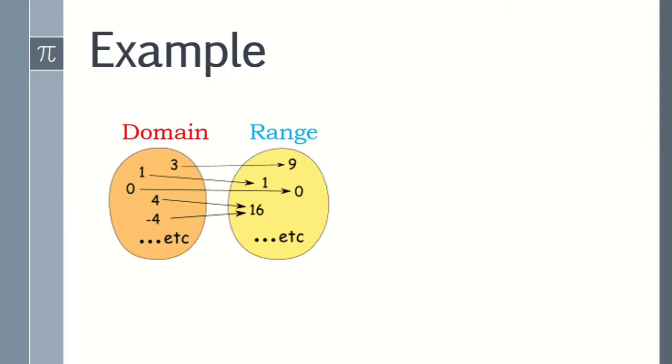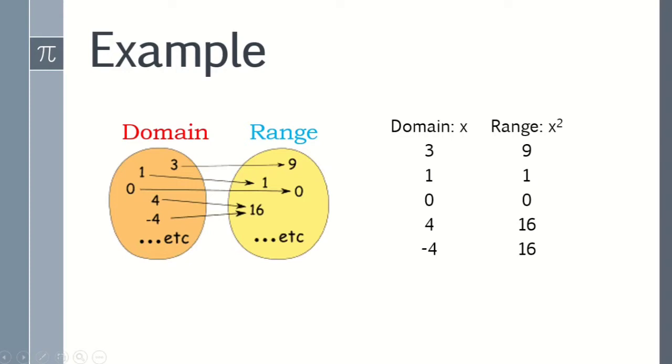Let's proceed. It could also be written as a table para makita natin yung relationship ni x kay y or ng domain kay range or ng input kay output. Dito ang ginawa natin para makuha yung values ng range or ng output or ng y. We multiplied the values of domain by itself. So, 3 times 3 is 9, 1 times 1 is 1, 0 times 0 is 0, 4 times 4 is 16, negative 4 times negative 4 is 16. So notice how both 4 and negative 4 relate to 16, which is allowed.